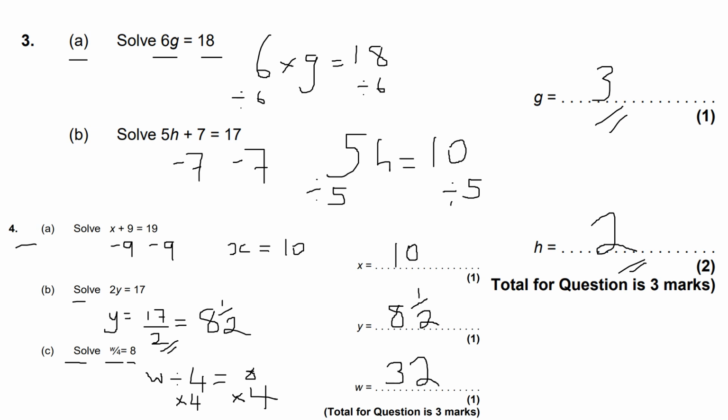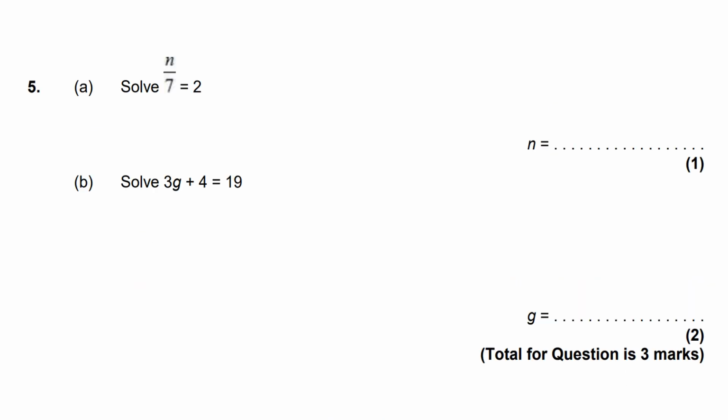And again, I can check it. 32 divided by 4. Remember that line means fraction. 32 quarters, 32 divided by 4 gives us 8. So we are indeed correct.